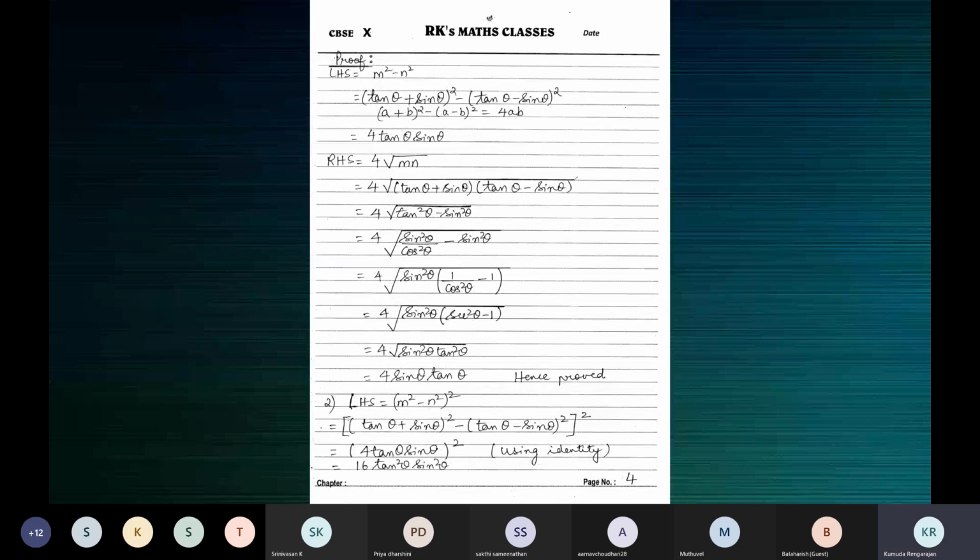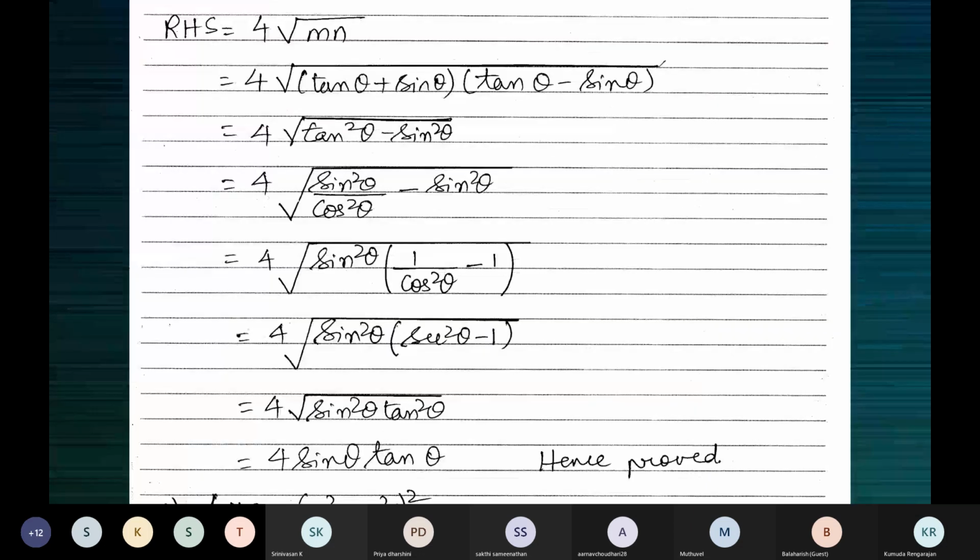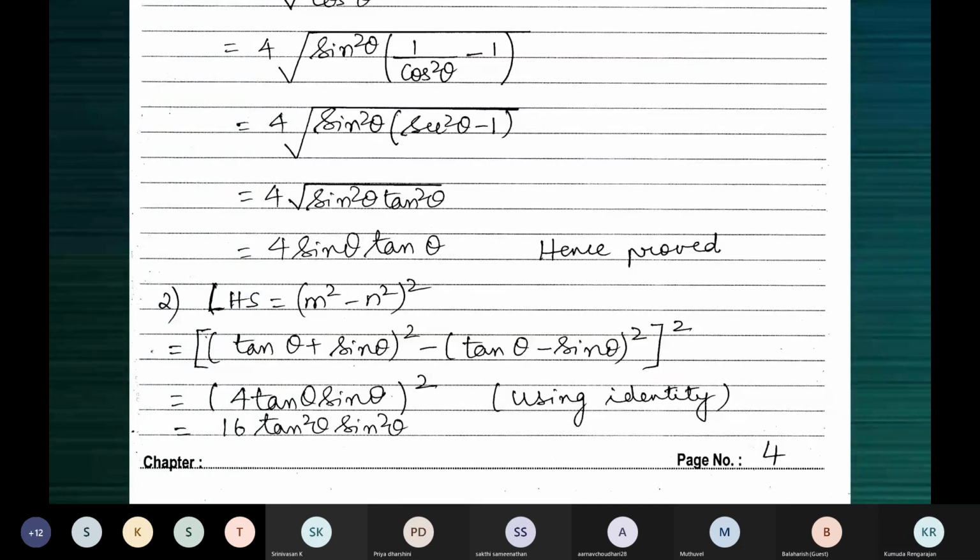Just go through the second part, children. This is the LHS. M square minus n square the whole square.